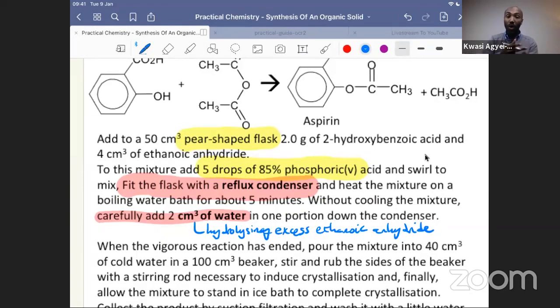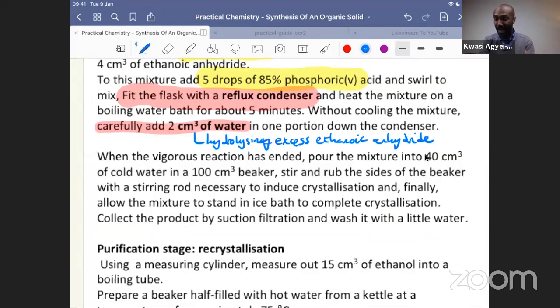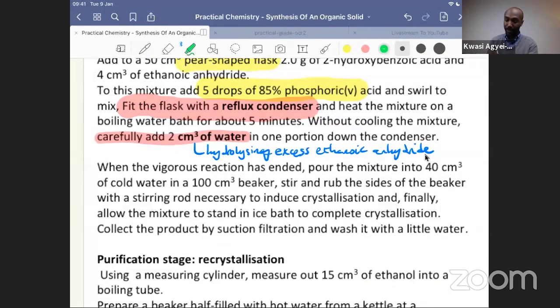So once that reaction is over, so it's when the vigorous reaction has ended, you want to pour the mixture into 40 centimeters cubed of cold water in a beaker. Okay, so we've got as far as trying to precipitate our solid. Okay, so pour the mixture into cold water.